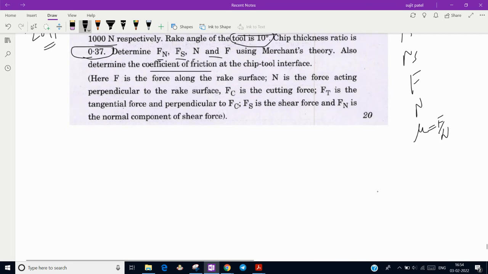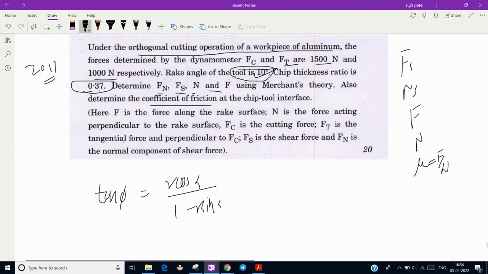Okay, so first of all, in any case, always find the shear plane angle, that is r cos alpha divided by 1 minus r sin alpha. Alpha value we have given as 10. Chip thickness ratio is also given as 0.37. Put these two values, you will get shear plane angle phi, it is 21.3 degree.